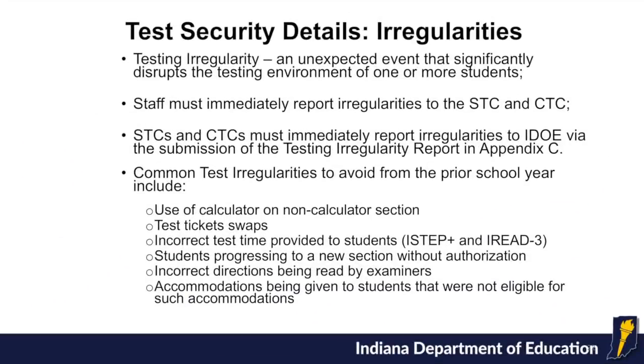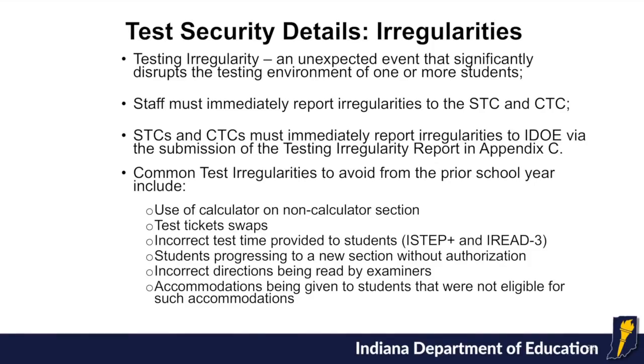A test irregularity is any unexpected event that significantly disrupts the testing environment of one or more students. Staff must immediately report irregularities to the STC and CTC. STCs and CTCs must immediately report irregularities to IDOE via the submission of the Testing Irregularity Report in Appendix C.